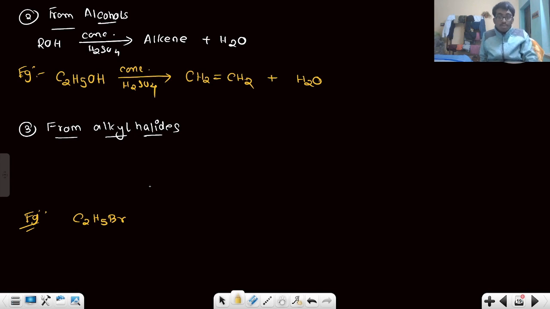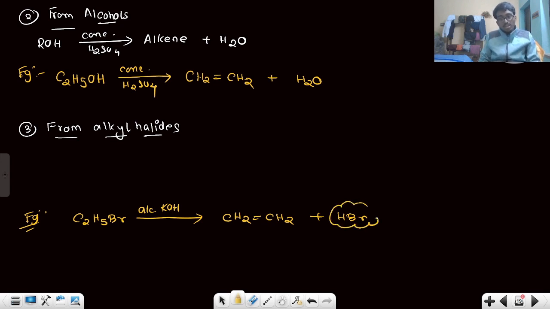So what do you have to use? I will not use Grignard reagent because that will give me alkane, but I don't need alkane, I need alkene. So for that, I will be using alcoholic KOH. If I use alcoholic KOH, what will happen? It will form CH2 double bonded CH2 and HBr will go out. Please remember, this HBr reacts with the KOH part and ultimately forms KBr plus water, because acid plus base reaction forms water plus salt.